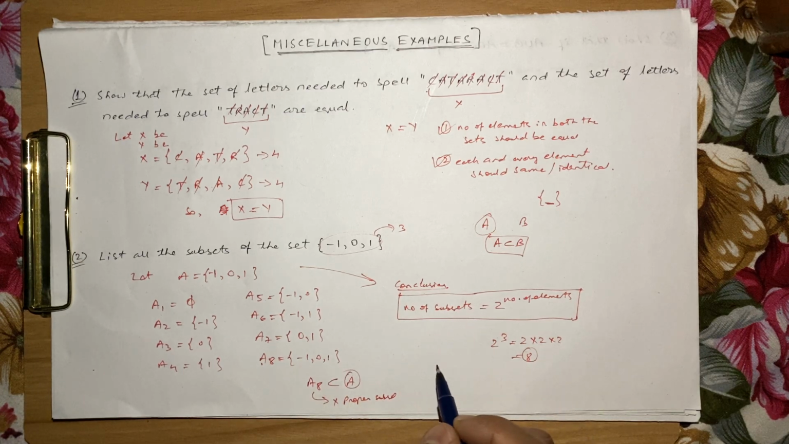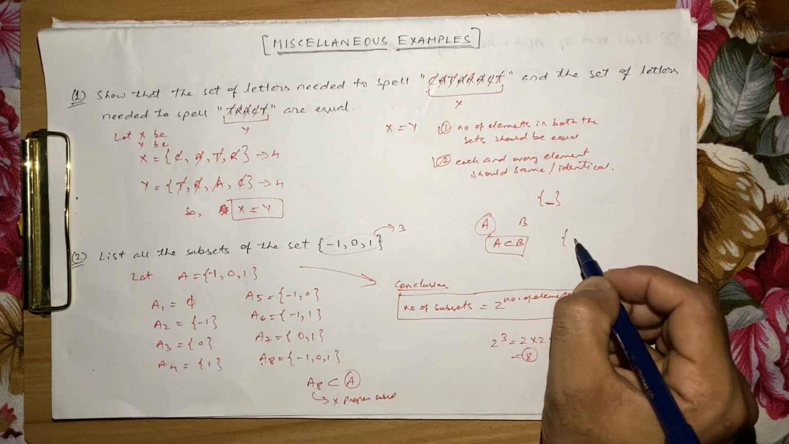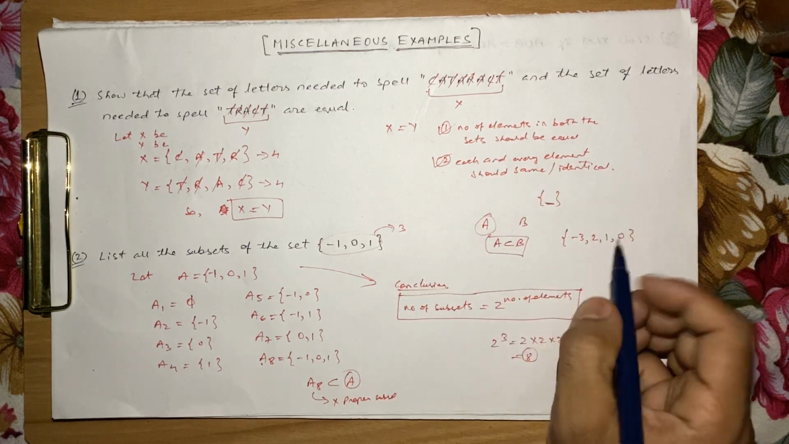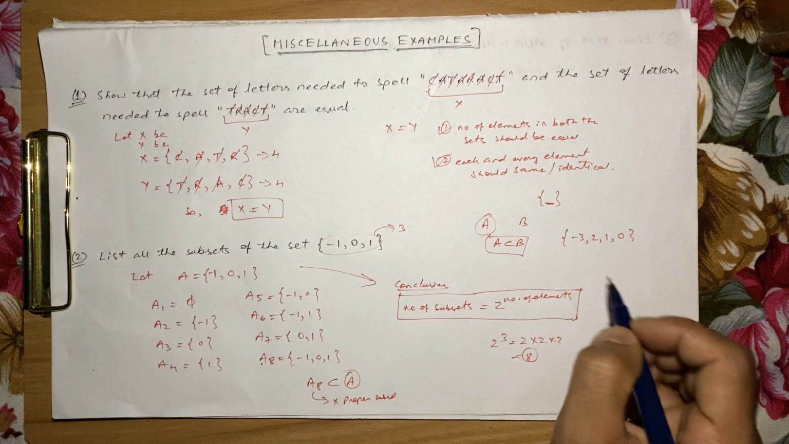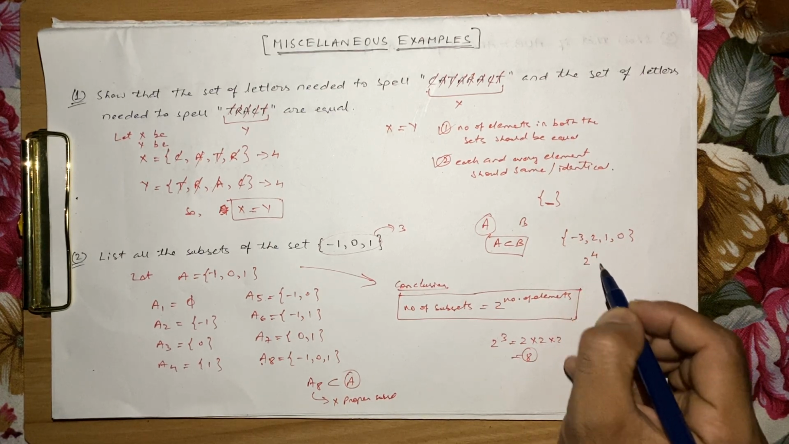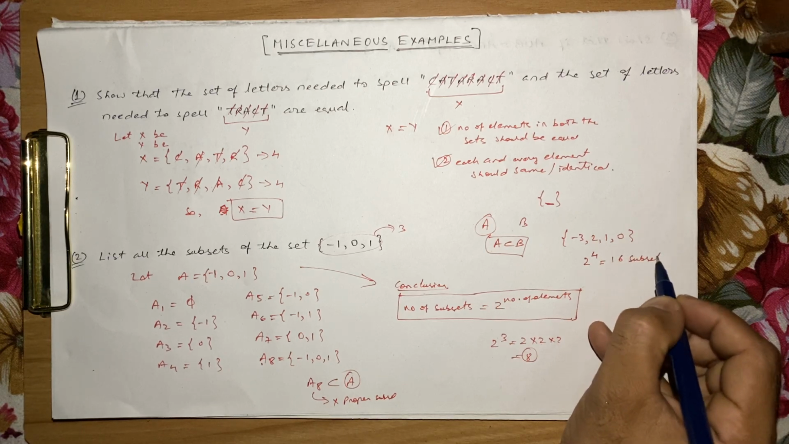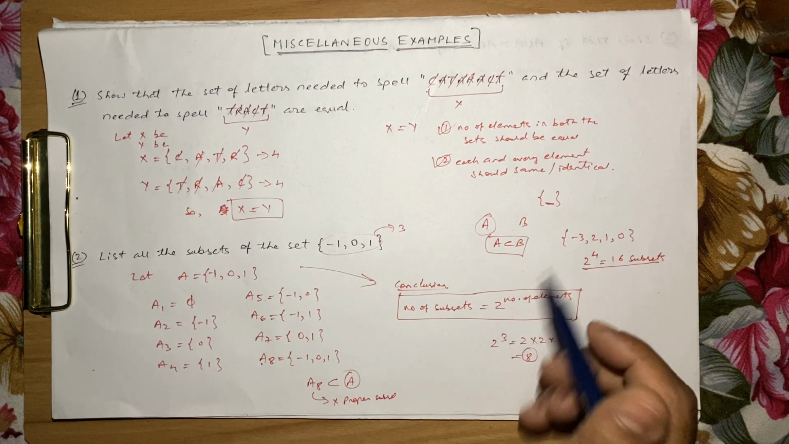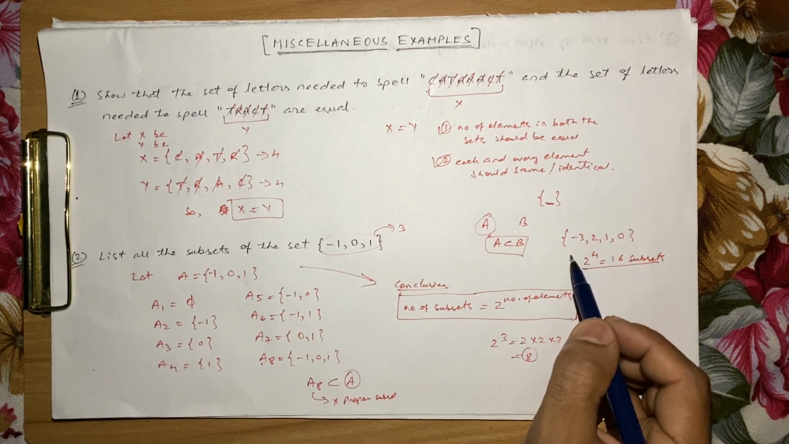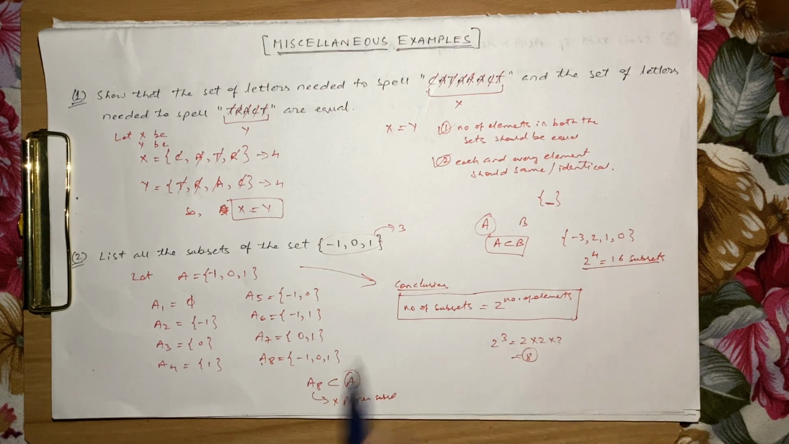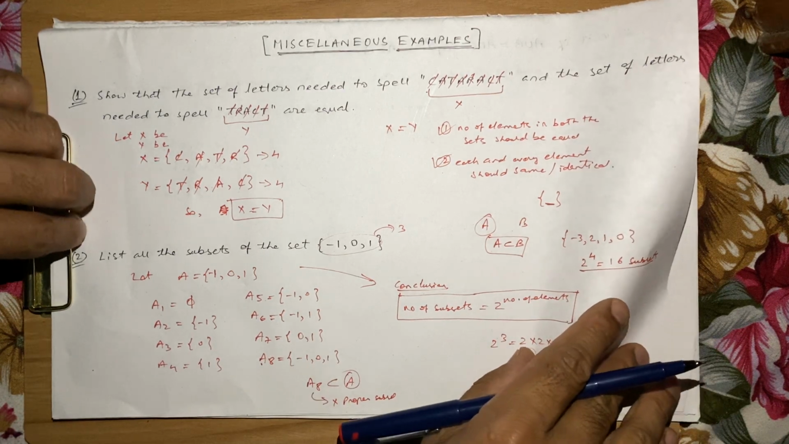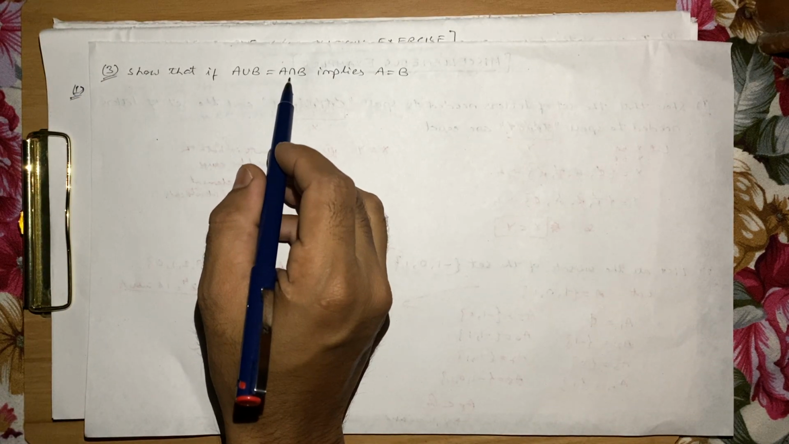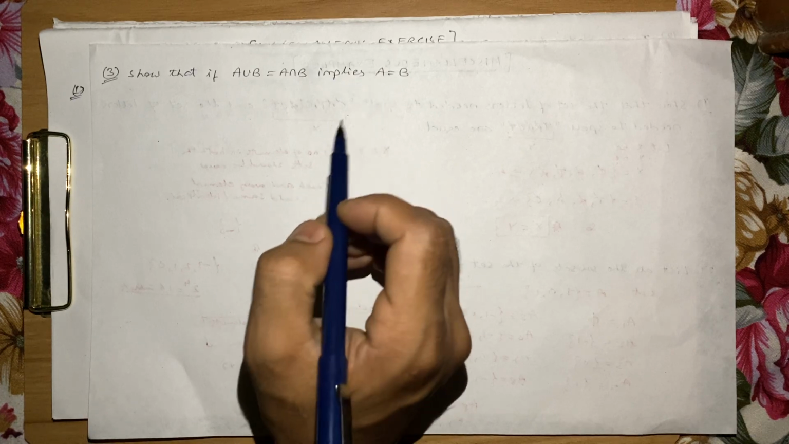Now if in your exam there is a set like this, -3, 2, 1 and 0, there are 4 elements in this set and you are asked to list out all the subsets. How many subsets will you get? You'll get 2 to the power of the number of elements, that is 2 to the power 4, so 16 subsets. You can try this. Start with the null set, then take one element at a time, then two elements at a time, then three elements at a time, and finally take all 4 elements like I did here. Now let's move on to the next question here. Show that if A union B is equal to A intersection B, then A is equal to B.